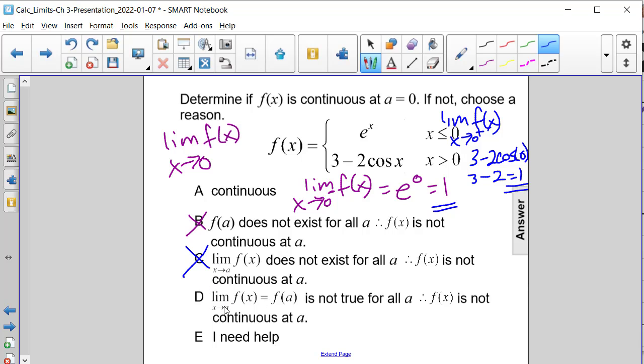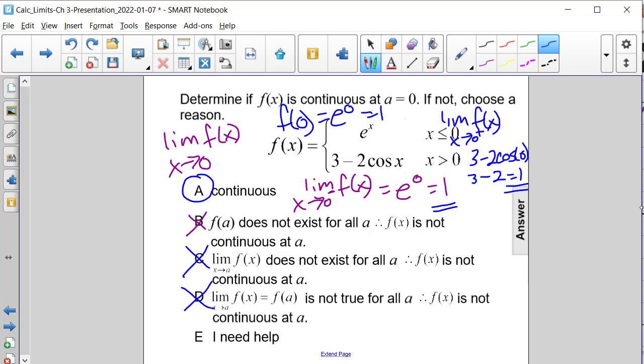And then let's look at D. Does the limit of f of x as x approaches a equal f of a? Is that not true? Well, we found out that f of 0 is e to the 0, which is 1. So they do equal one another, so this is true. Therefore, we can determine that f of x is continuous.